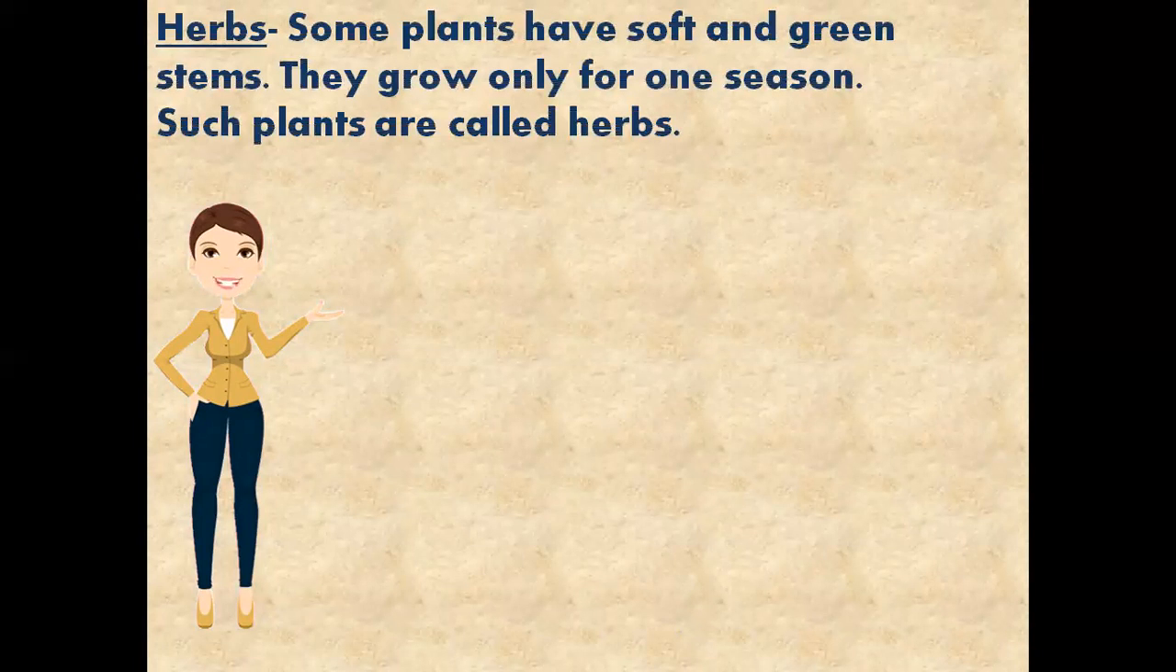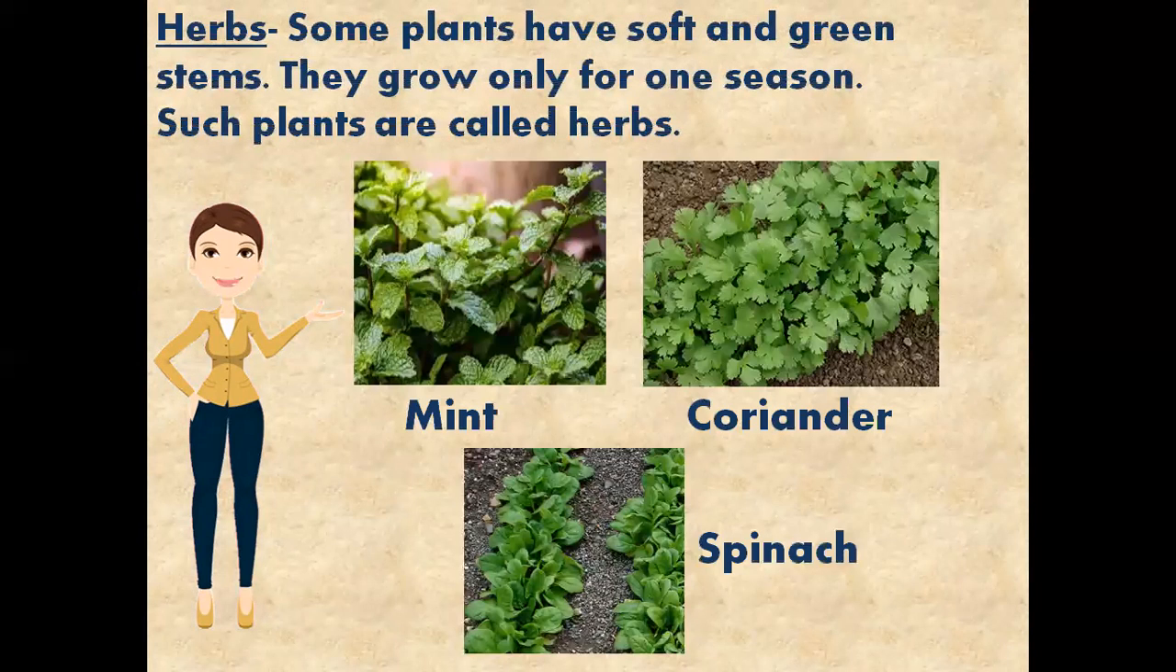Herbs. Some plants have a soft and green stem. They grow only for one season. Such plants are called herbs. I know you might be aware of these examples: mint, coriander, spinach. These have a very soft and green stem.